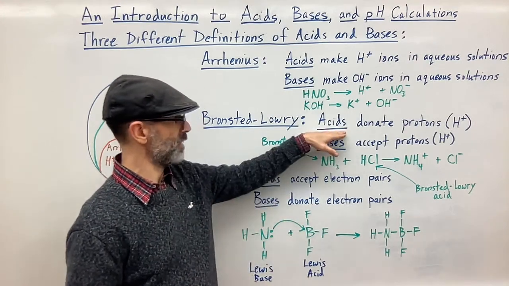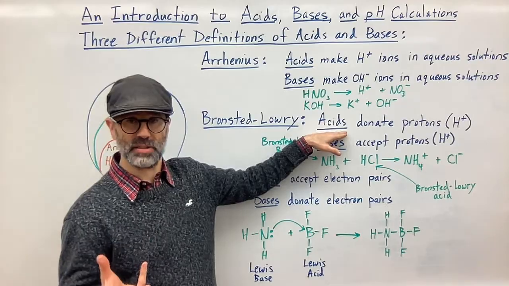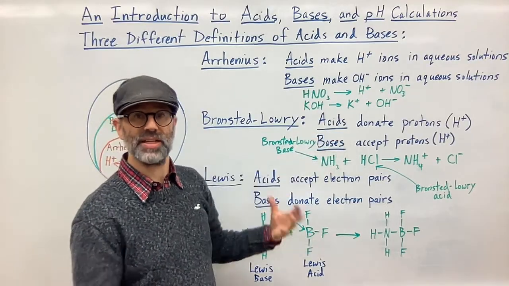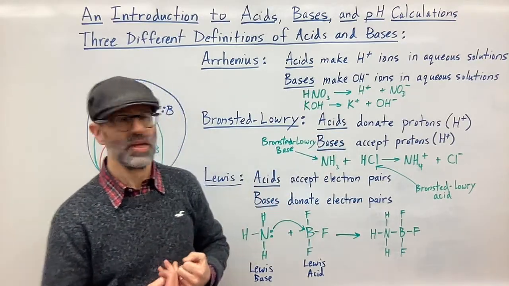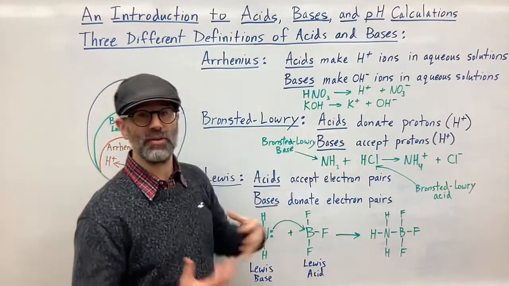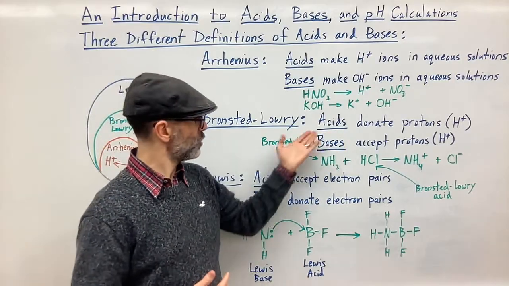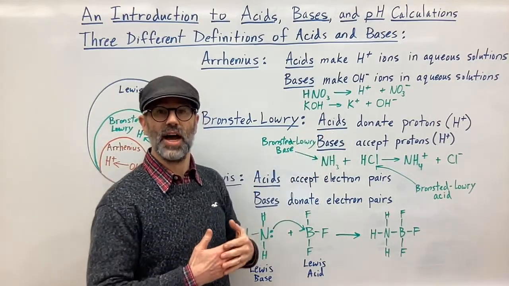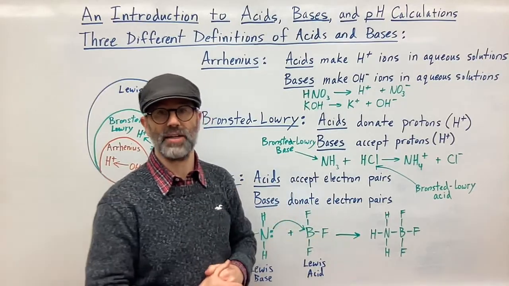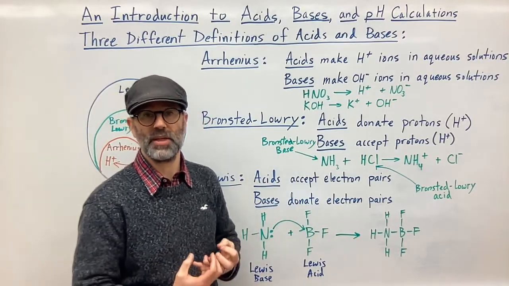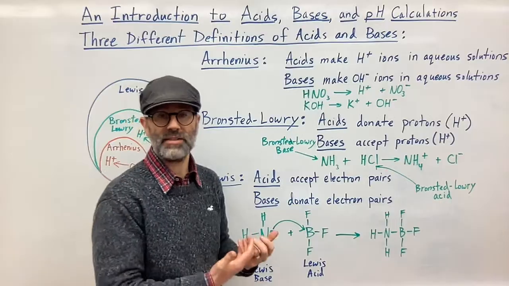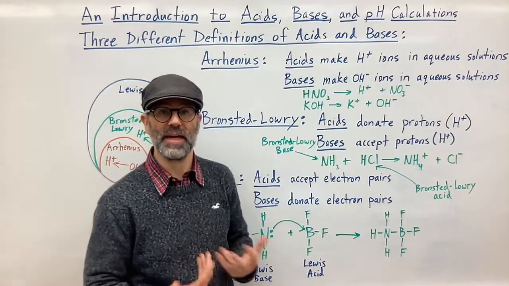So for an acid, you're going to donate an H plus, and to be a base, you're just going to accept that H plus. An acid and a base are going to be together, right? If an acid is donating the proton to something, then whatever is accepting that proton from the acid is automatically going to be the base, right?